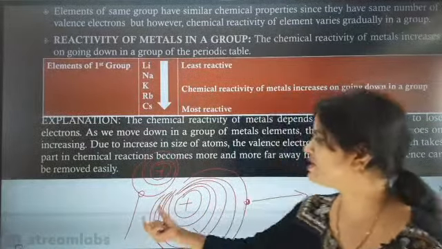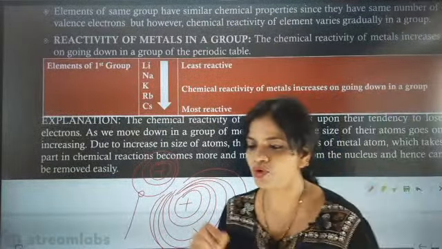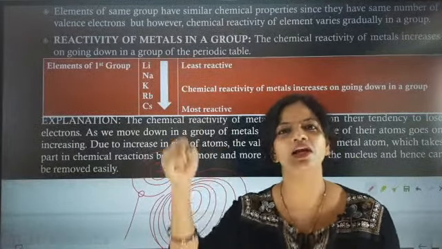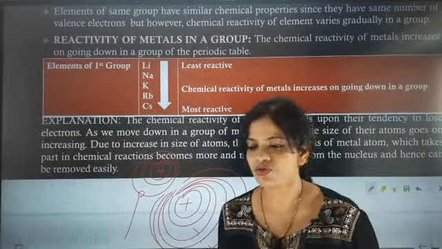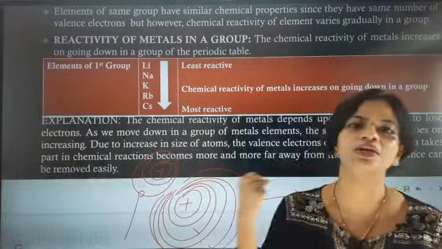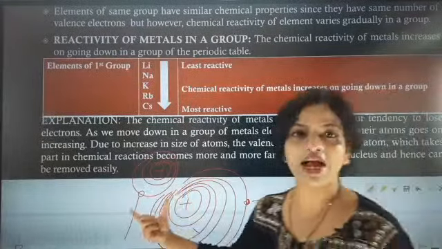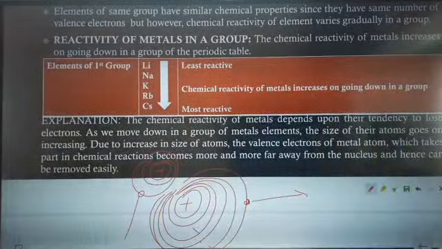So among lithium and cesium, the most reactive element is decided by deciding from which element we can take out electron how much easily. So cesium gives more access to take out electron easily compared to lithium. This is a very important point to discuss.